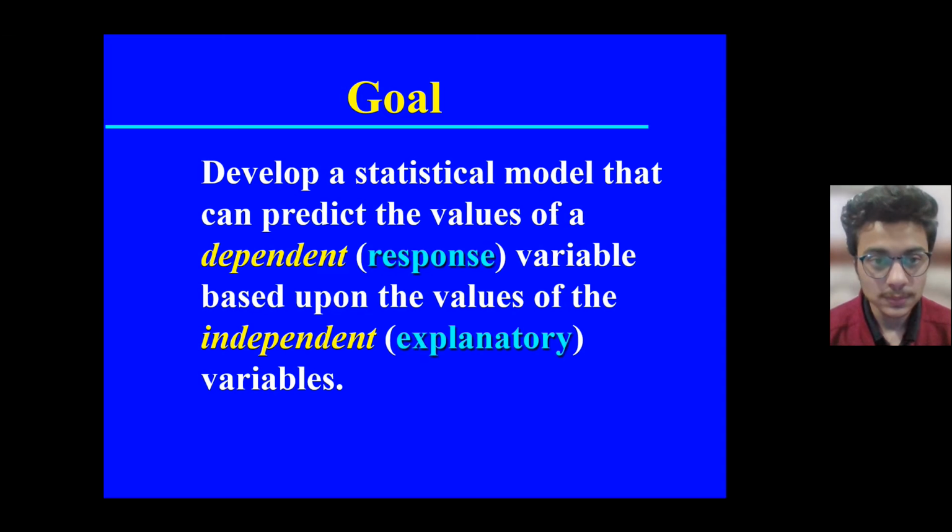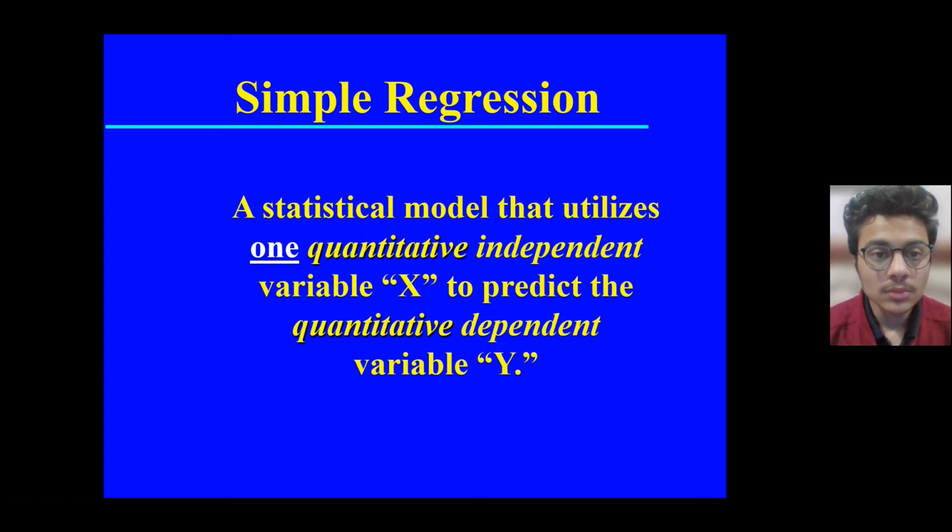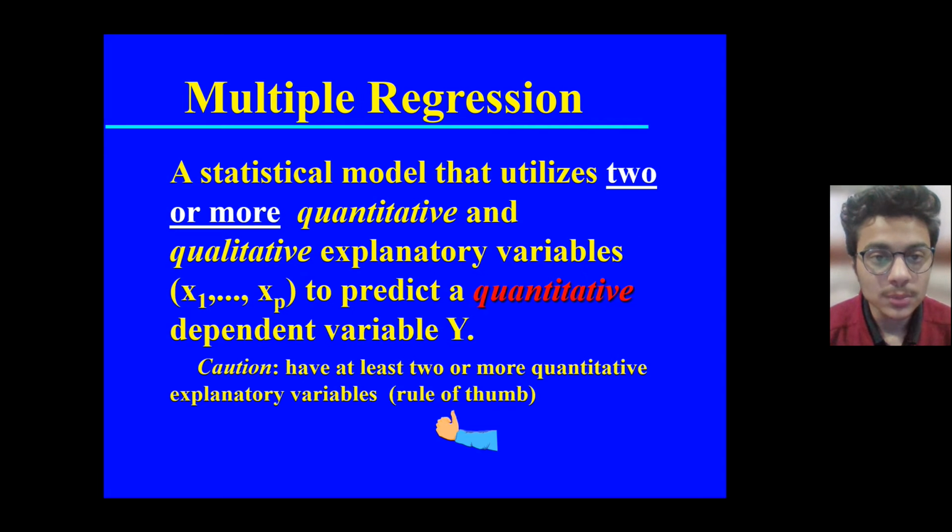Here are our goals. Develop a statistical model that can predict the value of the dependent variable based upon the values of independent variables. And now we learn what is simple regression. A statistical model that utilizes one quantitative independent variable x to predict the quantitative dependent variable y. And now what is multiple regression? A statistical model that utilizes two or more quantitative and qualitative explanatory variables to predict a quantitative dependent variable y.